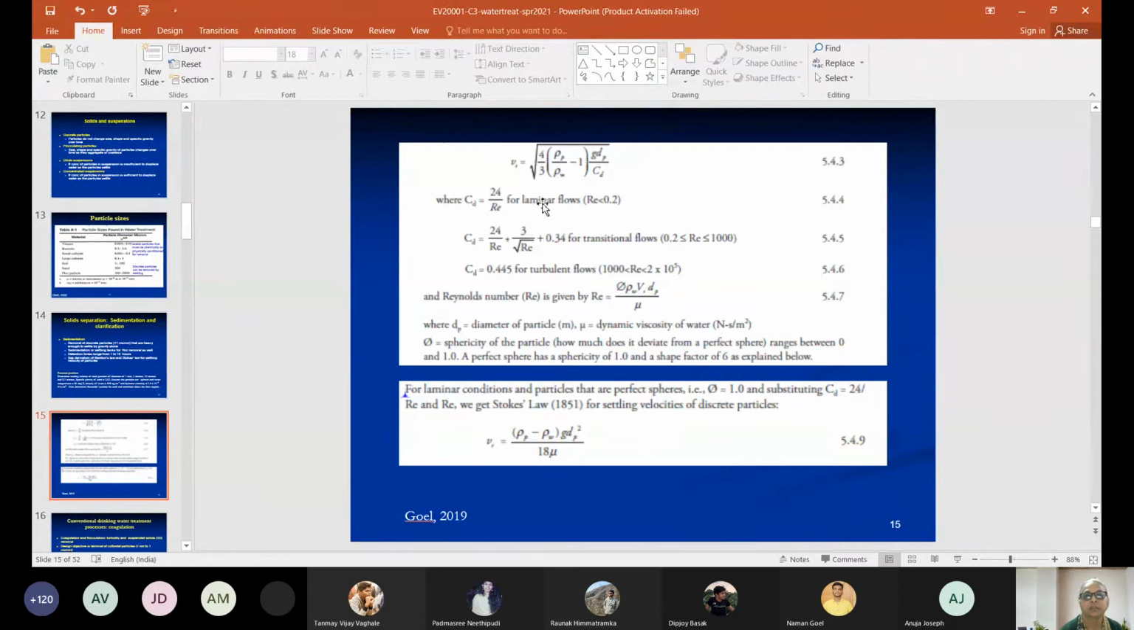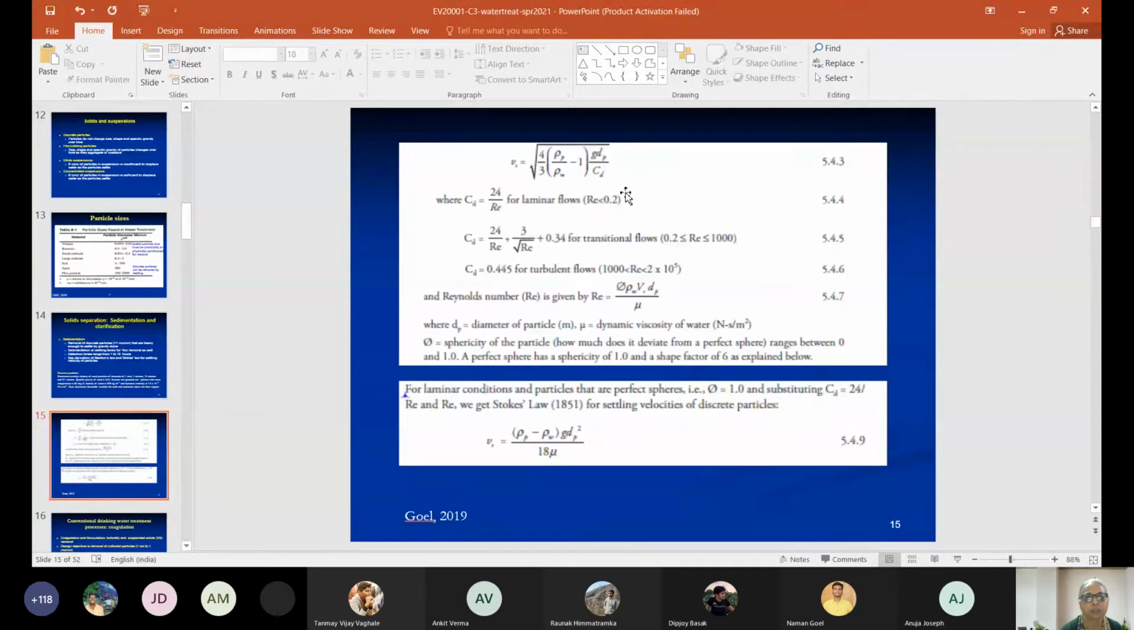So this is the first equation. This is based on Newton's law. The derivation is in the textbook. If you have any problems, it's there in almost every water or wastewater treatment textbook and in environmental engineering textbooks. All of them have this derivation. So starting from first principles, you can derive Newton's law. Vs is the settling velocity. Rho p is the density of the particle. Rho w is the density of water. g is gravitational acceleration. dp is the diameter of the particle.